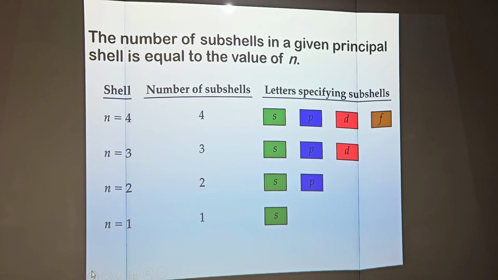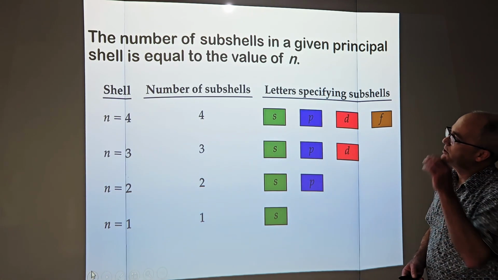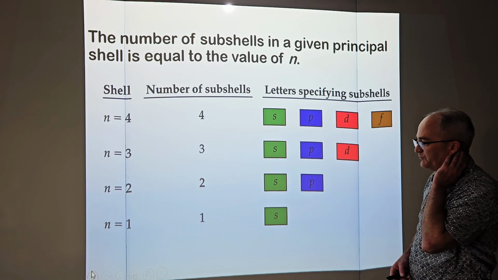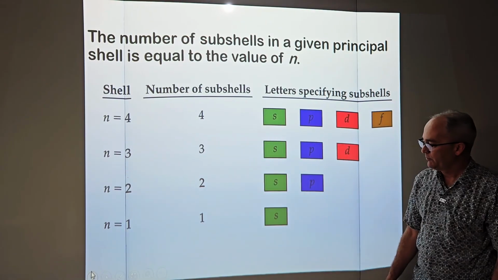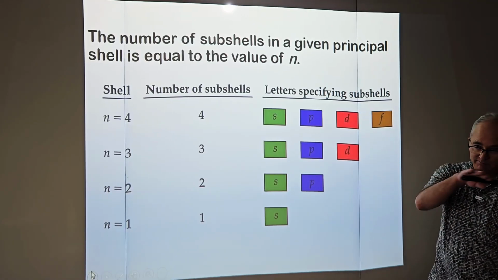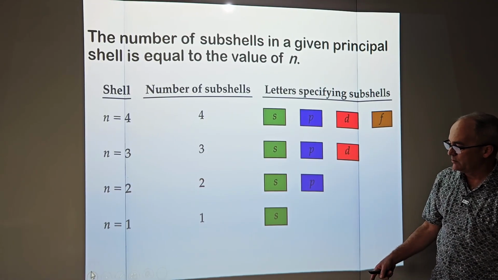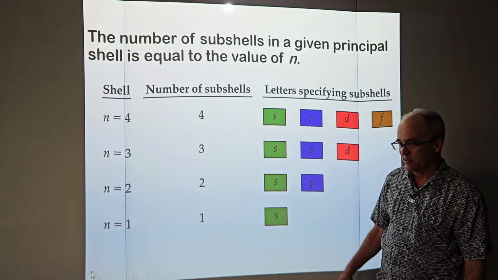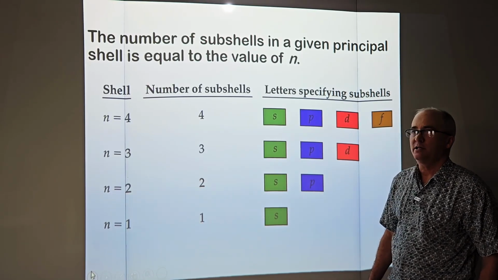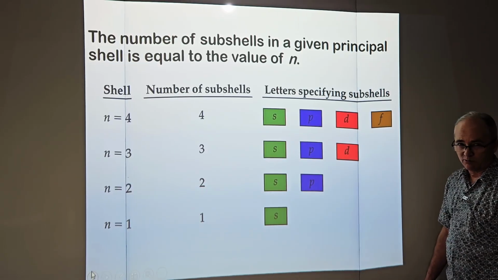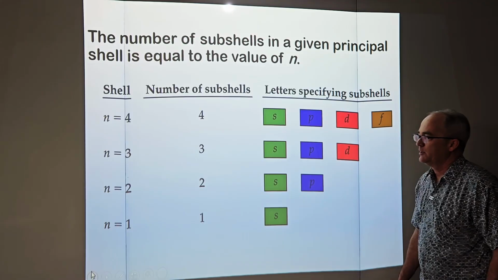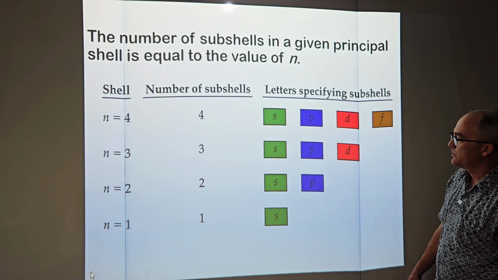All right, the number of subshells in a given principal shell is equal to the value of n. So when n is 1, we're filling up the 1s. And then if you look up at the periodic table, we just see 2 elements. I can put 2 electrons in there, and that will accommodate hydrogen with its 1 electron, and then helium with its 1 electron. Then we drop to the next shell, n equals 2, and we have 2 subshells.